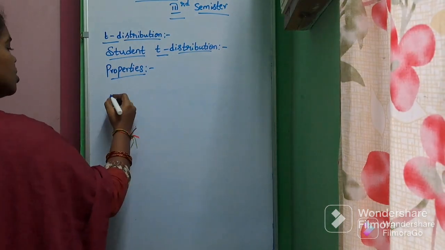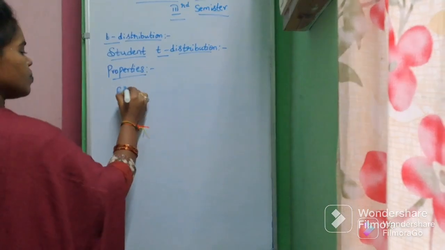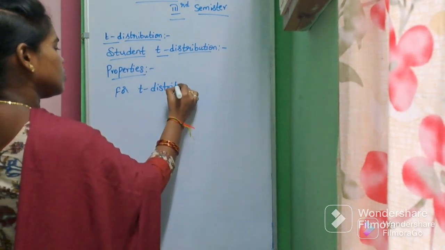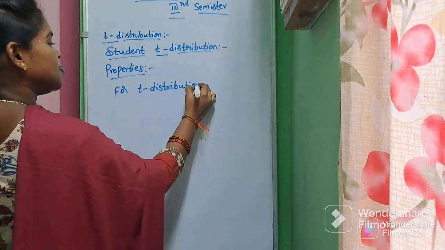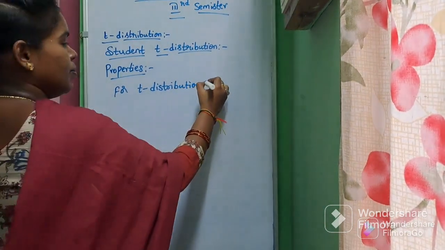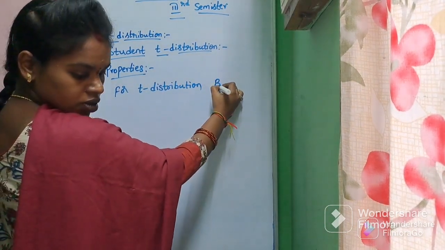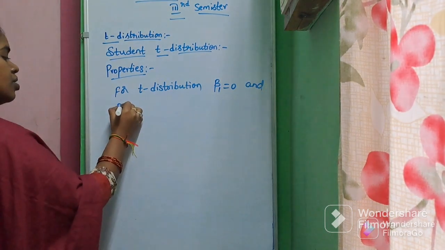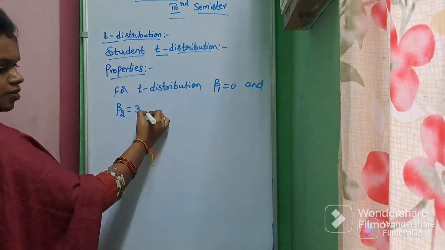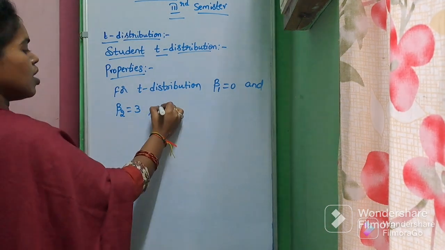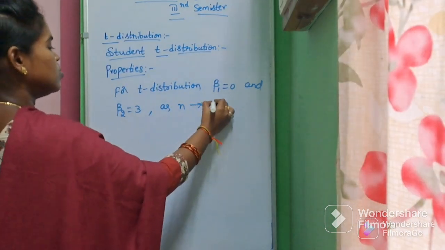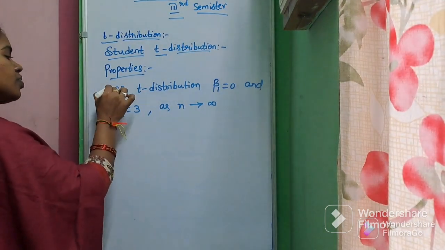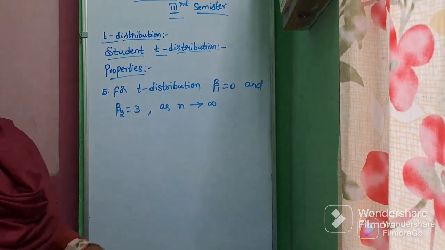For t distribution, beta 1 equal to 0 and beta 2 equal to 3 as n tends to infinity. This is our next property. This is our fifth property.